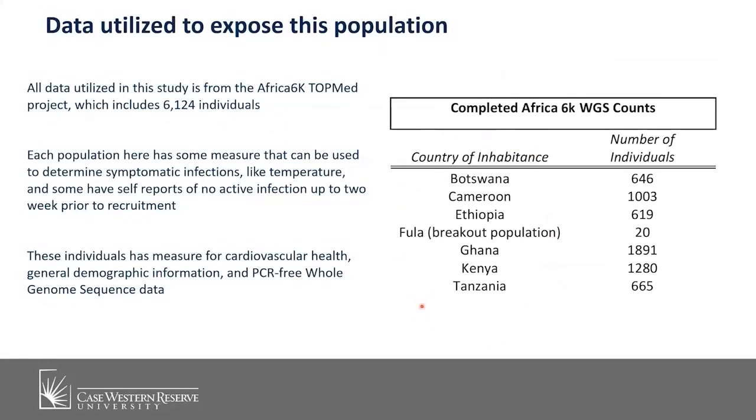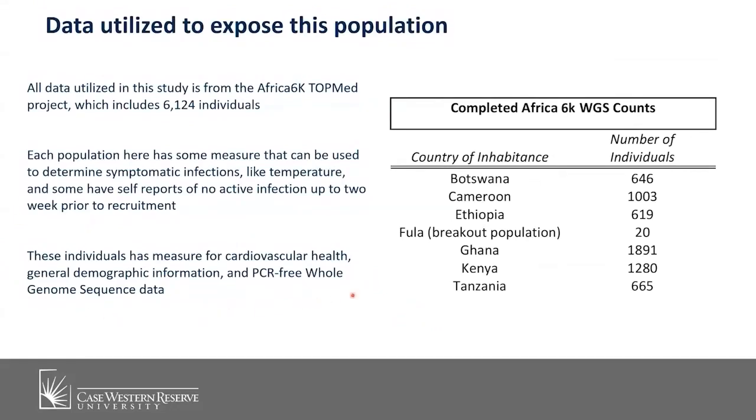And the reason I say this is because several of these countries are in different stages of their elimination efforts. So it gives us a good range of things that we may see as elimination progresses forward in the realm of asymptomatic individuals. So I do want to note that each of these populations also has some measure for us to actually confirm that these people are asymptomatic. For example, like temperature or self-report of no active infection in the last 2 weeks. Now, the reason that this is important, because if someone's carrying the parasite but doesn't have a temperature, this means that they're likely not experiencing the traditional symptoms of malaria and thus can be determined as asymptomatic.